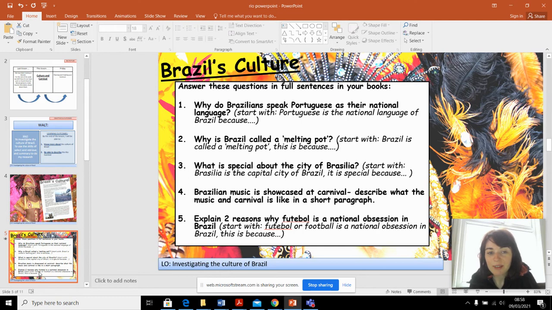As you can see at the questions here, the first question says, why do Brazilians speak Portuguese as their national language? And I've put in brackets, start with, Portuguese is the national language of Brazil because. Just to remind you that this is in your English book, or your pink book, it's first week back at school, and I'd like them to be quite neatly written. If this was a comprehension for a SATs exam, you might just write one-word answers. But today, I want to see it well presented and written in nice, neat sentences.